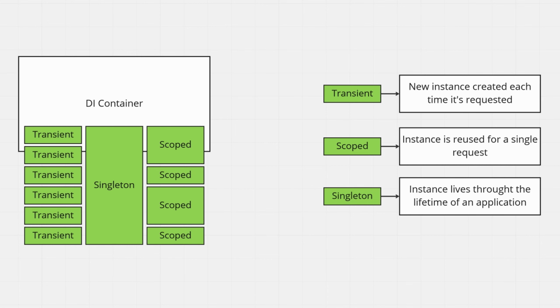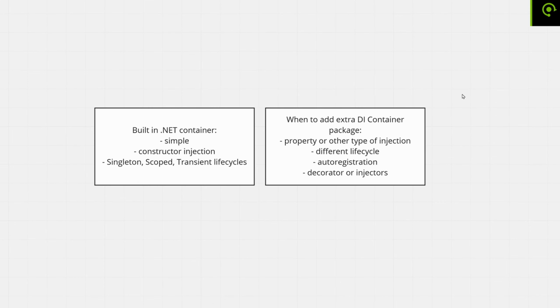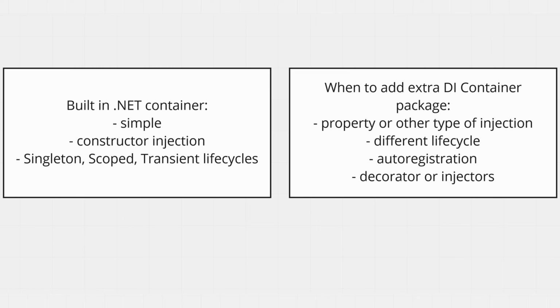Before jumping into code, we will be covering only the .NET built-in container. I just wanted you to know what the differences are and what the use cases are for the built-in .NET container that you are probably using. It is very simple, so it does not provide a lot of use cases. It provides only constructor injection, and it allows only for those 3 life cycles that were mentioned before.